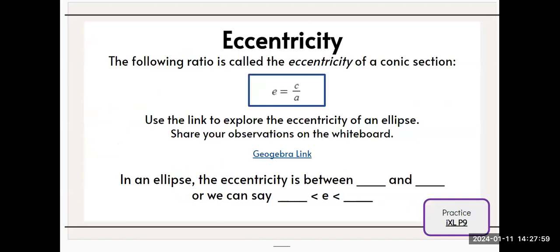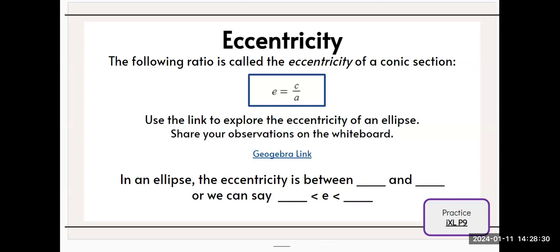Kind of a sophisticated word there, but the eccentricity of a conic section is a ratio. And that ratio is C divided by A. It's the ratio of C to A. And C, we know what that is. That's the distance to each focus, and A is the distance to each vertex. So we're looking at the ratio of those two. And so for all conic sections, E is equal to C over A.